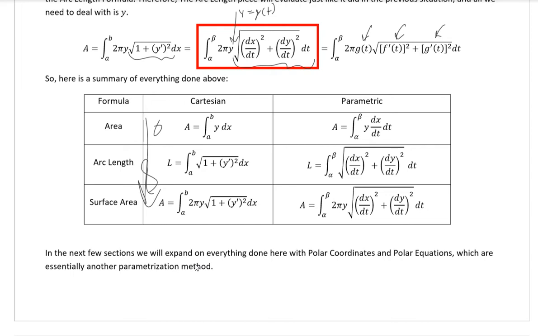Okay, I personally prefer this method over the f prime and g prime notation, but it's up to you really. So that's why I have this method here. I think it's a lot easier to compare back and forth.